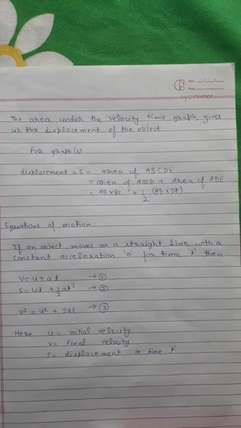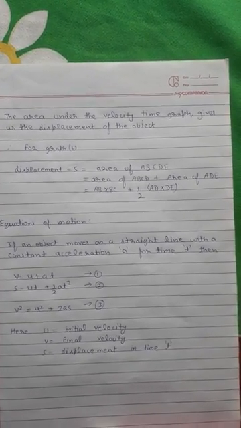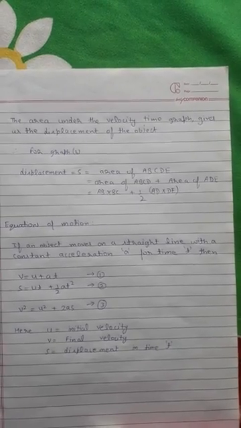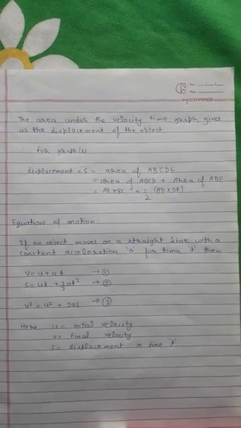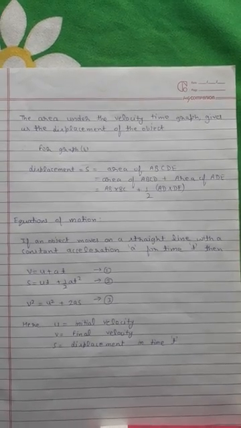So as I have shown you in the graph, the area of the rectangle we can find as AB into BC, that means length into breadth, and the area of the triangle will be half AD into DE, that means half base into height.